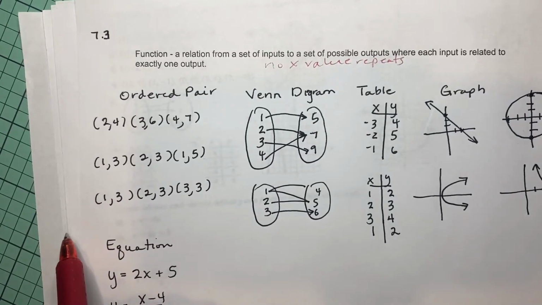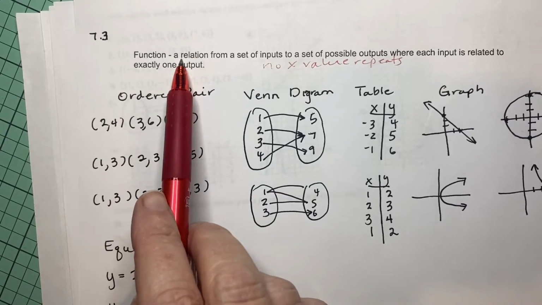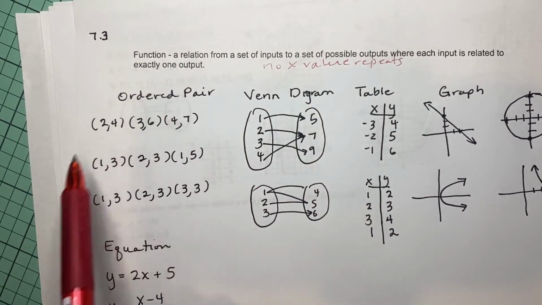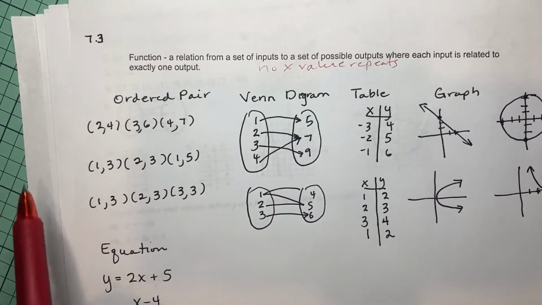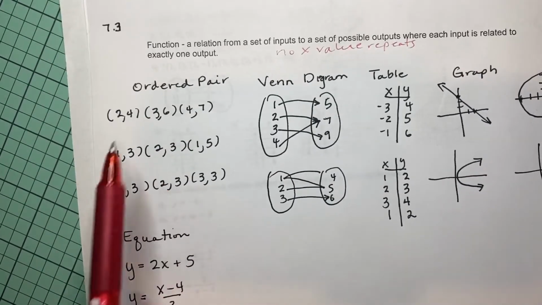And so that really means, if you have the number 5, whenever you put 5 into the equation, you can only have one answer that comes out. And so that's what makes it a function. So we're going to look at different ways that we're going to deal with this. And the first way is an ordered pair.